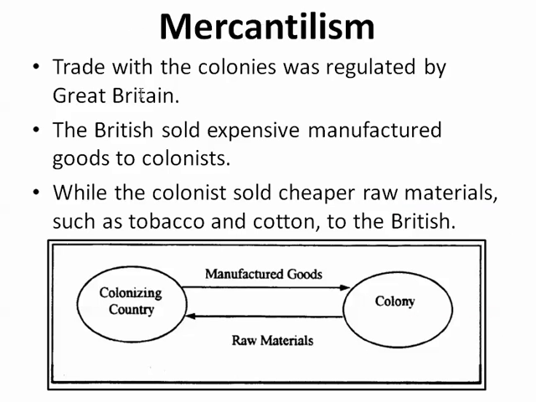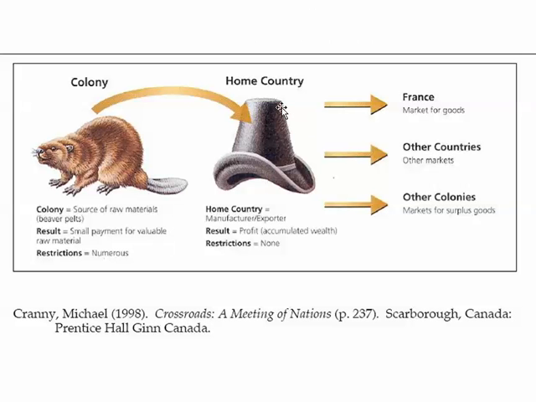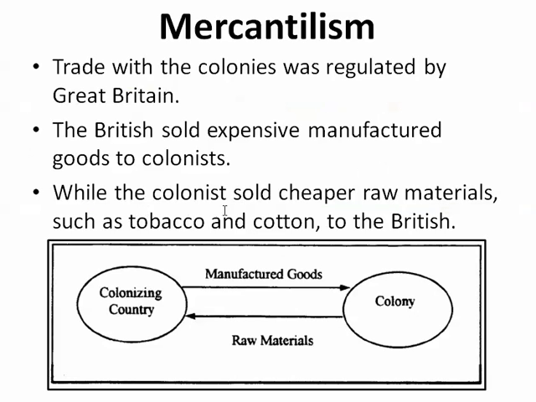So under mercantilism, trade with the colonies was regulated by Great Britain, and the British sold expensive manufactured goods back to the colonists. And we looked at an example of an expensive manufactured good, this hat here made out of beaver pelts. And while the colonists sold cheaper raw materials such as tobacco and cotton to the British, and here's a different visual. Here's the colonizing country, in this case England, would take these raw materials from the colonies and then make manufactured goods and send them back to the colonies for sale and other countries.